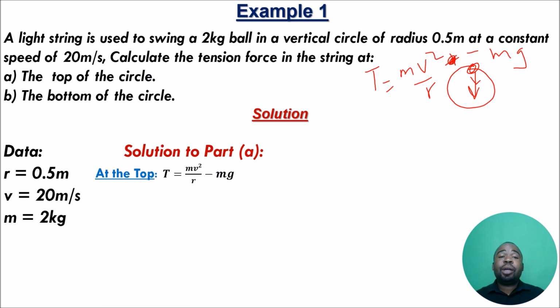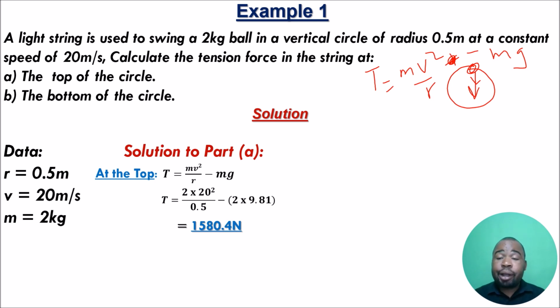So let's take that expression and substitute numbers for letters. Mass is 2, speed is 20, we square it, divided by radius 0.5, minus 2 times 9.81. At A level, we are going to be using 9.81. This is for CIE students. Punch your calculator, you should get 1580.4 newtons. Now let's take a short break and you work on B, then we compare the answers and make a conclusion.